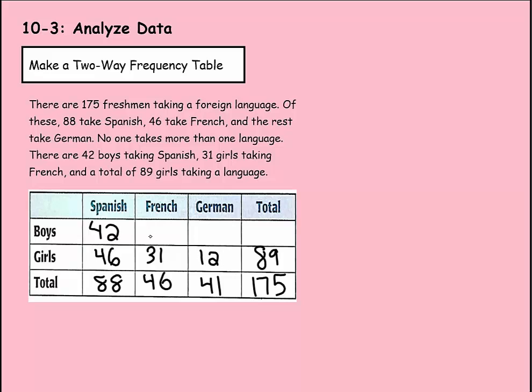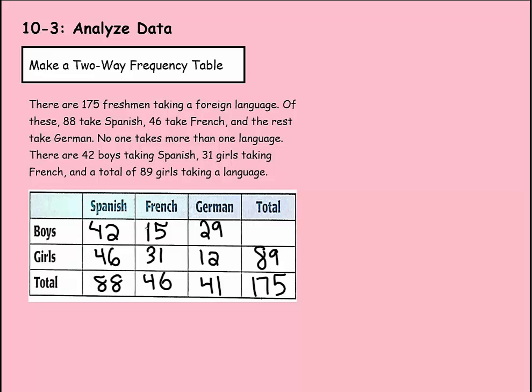And now we can do simple subtraction to find out how many boys are taking each language and then the total number of boys. Total of 46 taking French, 31 girls taking French. That means that there are 15 boys taking French. Same thing with German. 41 total taking German, 12 girls taking German. 41 minus 12 is 29. And now we can find the total number of boys either by adding up all the boys taking a language or subtracting the girls from the total of 175. That'll still give us the same answer.